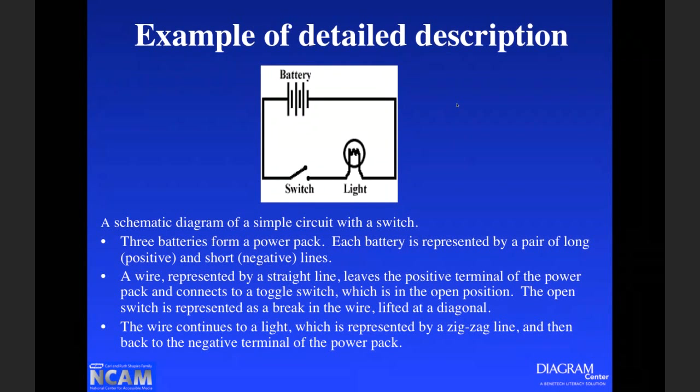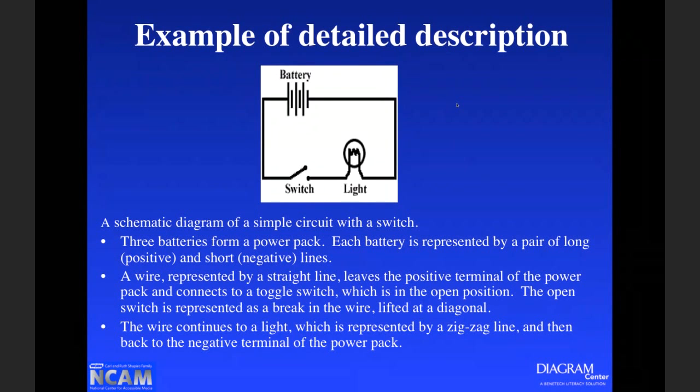So the title is a schematic diagram of a simple circuit with a switch. 3 batteries form a power pack. Each battery is represented by a pair of long, in parentheses positive, and short negative lines. Now that's a lot of information, and it is in some ways, I wouldn't say interpretive, but it's sort of added into the description where, of course, it's visual.